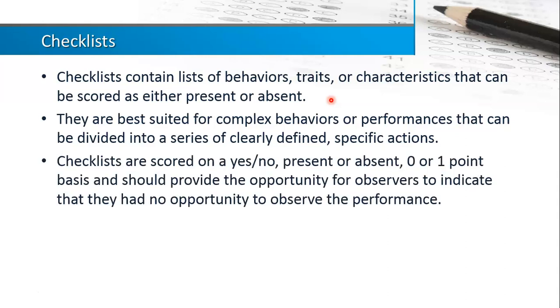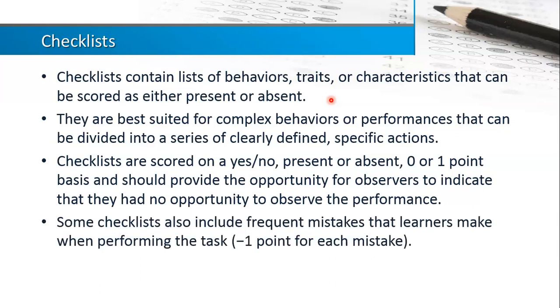Usually checklists are scored yes or no, present or absent, or 0 or 1 point to be given. So it's either 1 or 0. This is similar to the test. A checklist is more parallel with a true-false kind of test. If we cannot see what we want to see, we can say that we don't have the opportunity to observe the performance and so on.